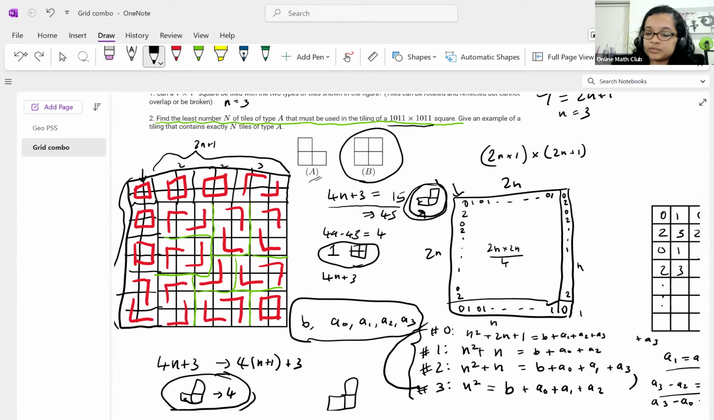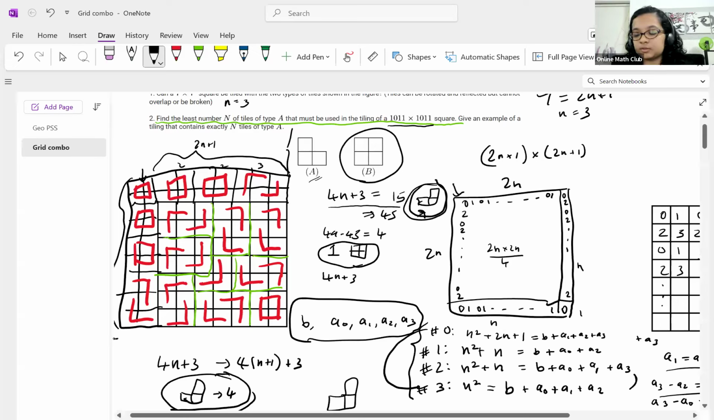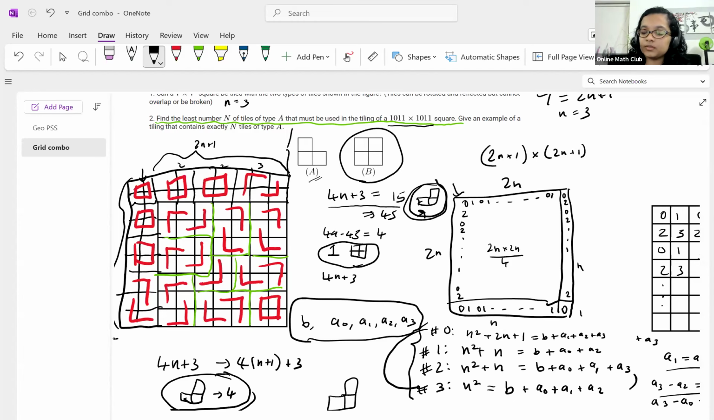So yeah, this works. So you can just keep on extending it in this way and keep on going up and to the side. And this is always going to work for a 2n plus 1 by 2n plus 1 square grid. So I hope this was clear to everyone. I'll just go over the whole thing once more.